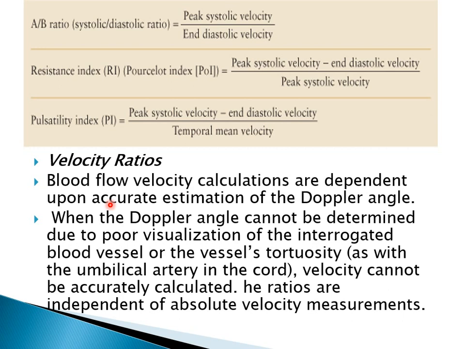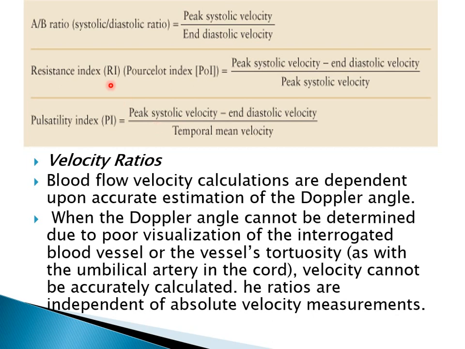And another thing is velocity ratio. When the Doppler angle cannot be determined due to poor visualization of the blood vessel or vessel tortuosity, like the umbilical artery, in this case we take the velocity ratio. We have these measurements: systolic over diastolic, RI resistive index, peak systolic velocity minus end diastolic velocity over the peak systolic, and pulsatility index. These are all calculated by the machine. You have to know these RI and PI at least.